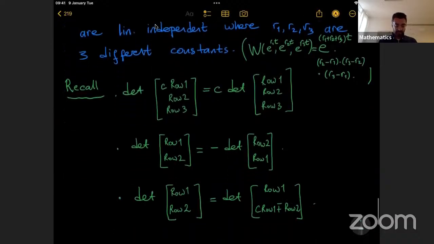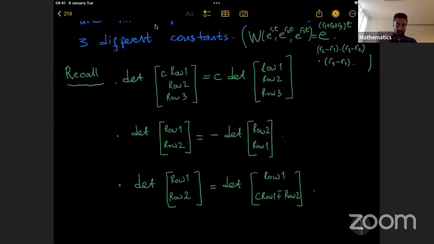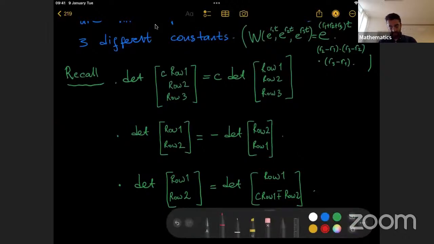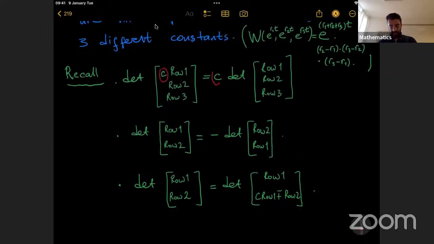These are some properties of the determinant. When you multiply a row by a constant, you multiply the determinant by that constant. When you switch two rows, you get the negative of the determinant. And when you take a row and add a multiple of it to another row, the determinant doesn't change. So these are some rules of the determinant. You may need them in the future. Any questions with this?